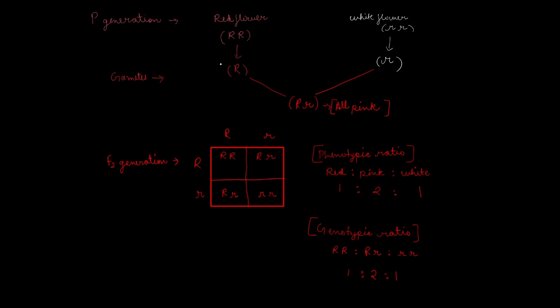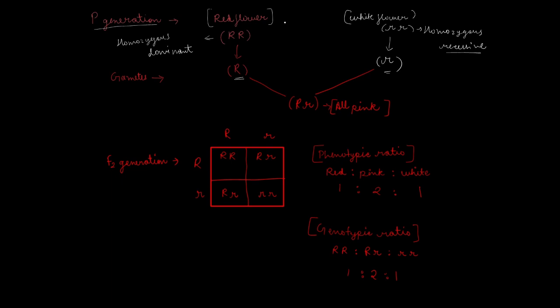Now here as you can see in the parental generation, one of the parents has a red flower, that is homozygous dominant, while the other parent has a white flower, a condition we say homozygous recessive. Now the gametes formed will be capital R and small r respectively.